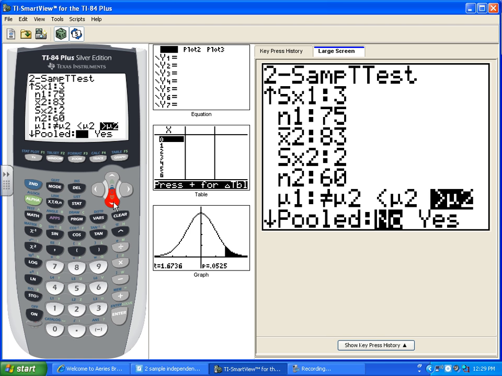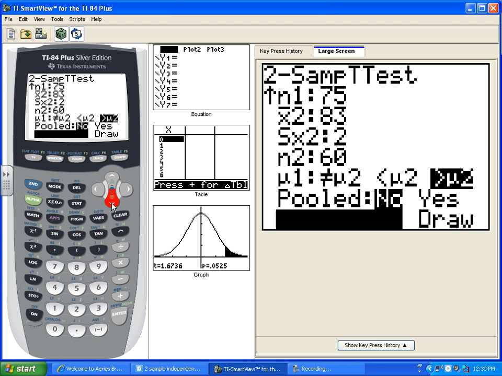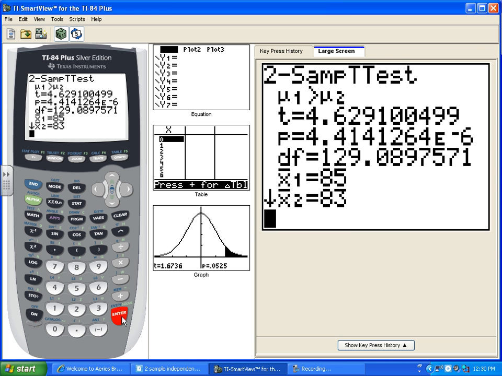Next thing you're going to see as you scroll down here, it says pooled, yes or no. For pooling in this class, always no. No, no, no. Just say no to the pool. It's winter. Don't go swimming. So, no to the pool. Always no pool. It has to do with how you combine your data. So, we don't do it. It's a different test. Does the TI have pool in that? I think it has pool. They should have pool. All right, hit calculate.